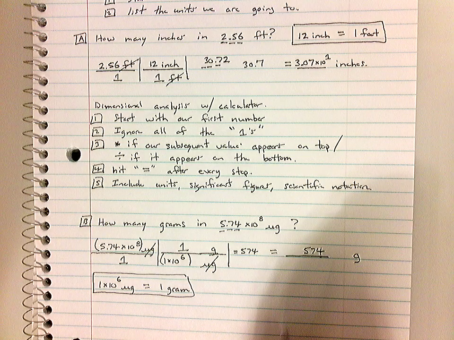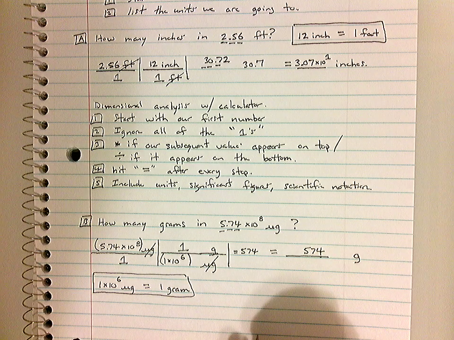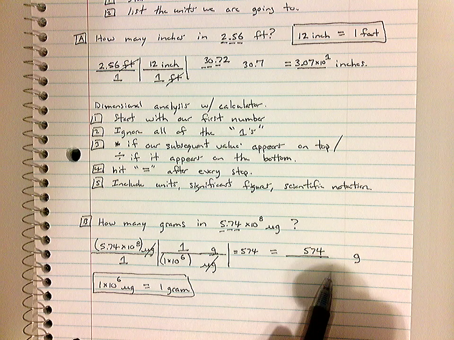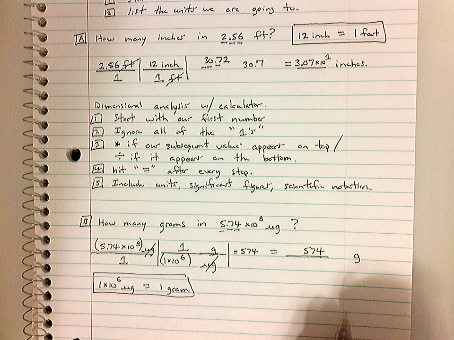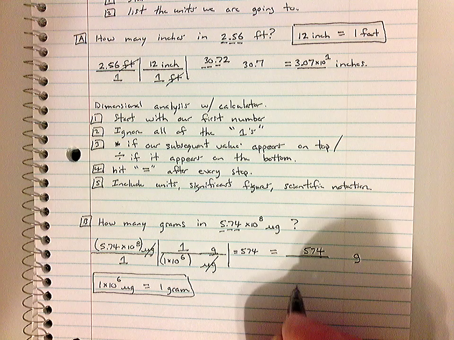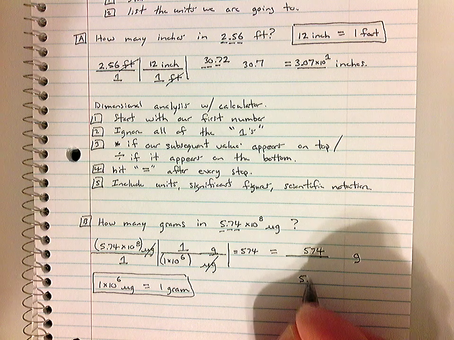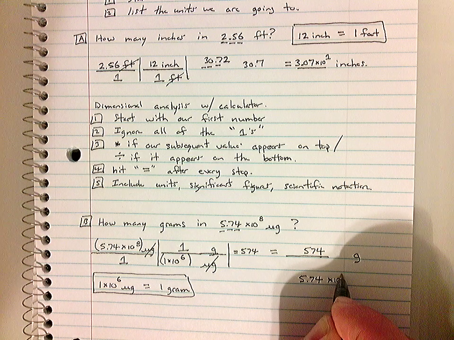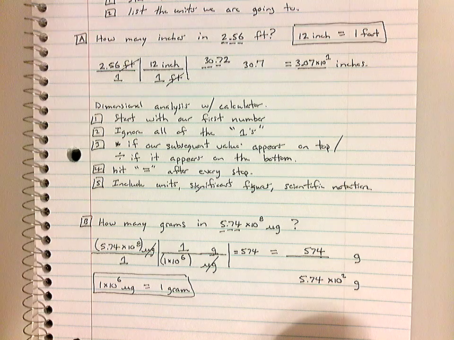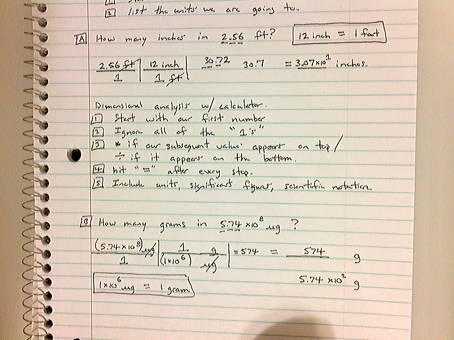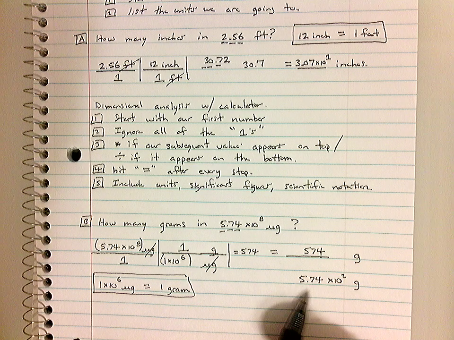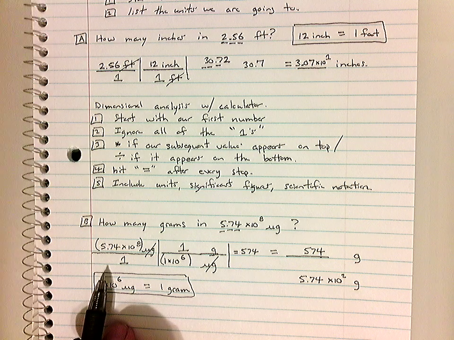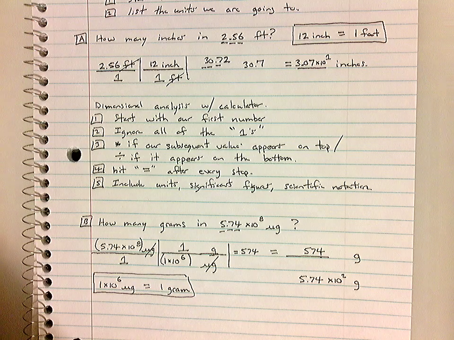Ultimately, as you move through your scientific career, we want to use scientific notation when it helps us. I'm pretty much comfortable leaving this answer as 574 grams, though if you are asked to put it into scientific notation, we're going to go 5.74 times 10 to the 2nd grams. And we're good. Notice scientific notation always reflects the same number of significant figures that were in the original problem. And that's dimensional analysis 1.